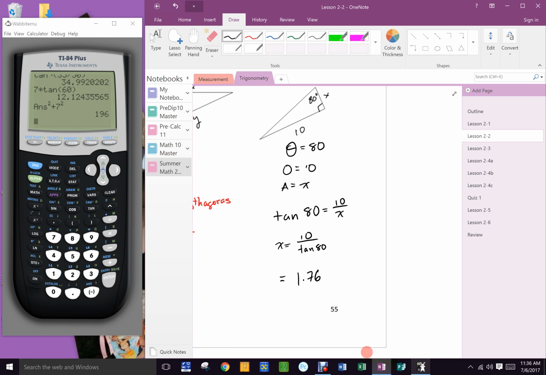I'm skipping a bunch of steps, but really what is happening is this algebra. How do I get rid of x on the bottom? I multiply both sides by x, right? So now I've got x tan 80 equals 10, yeah? I want to get x by itself. X times tan 80, right? How do I get rid of times tan 80? Divide. So I would divide both sides by tan 80, and I'd end up with x equals 10 divided by tan 80. I'm just skipping to that.